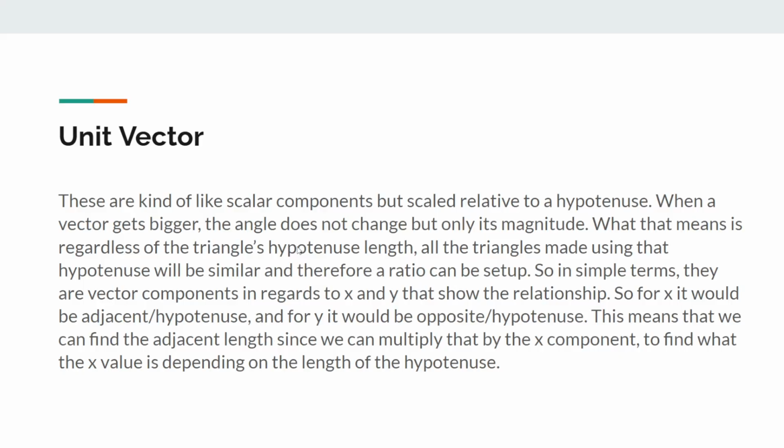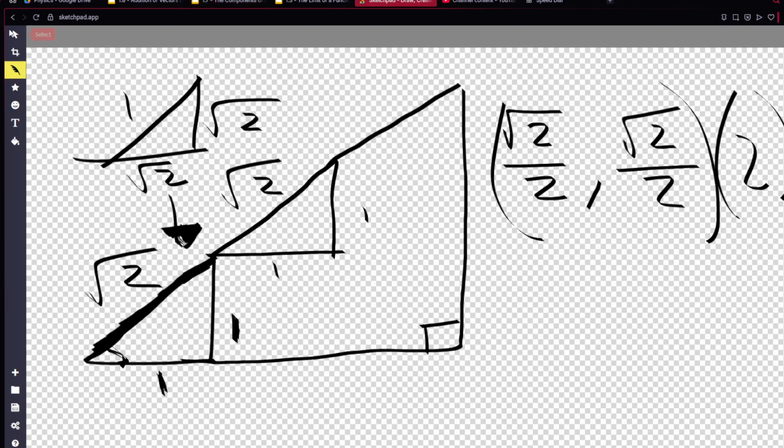So let's read it here. A unit vector is, regardless of the hypotenuse length, all triangles made using the hypotenuse will be similar, and therefore a ratio can be set up. So in simpler terms, they are vector components in regards to x and y that show the relationship. So for x, it will be adjacent divided by hypotenuse, because that gives us how big the adjacent is relative to the hypotenuse. And for y, it'd be opposite divided by hypotenuse. That means we can find the adjacent length, since we can multiply that by the x component to find what the x value is of the vector.